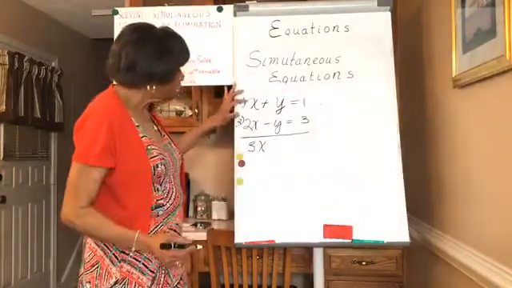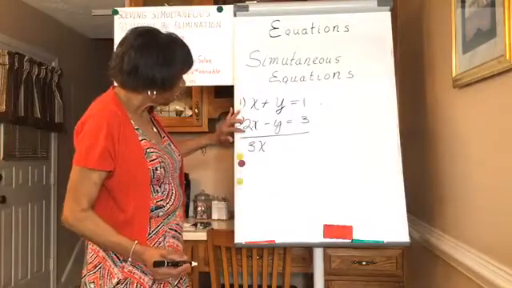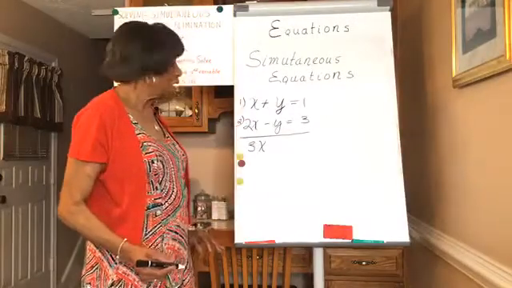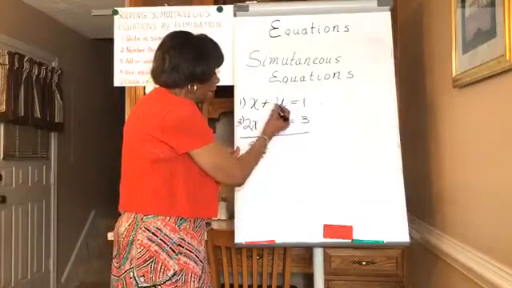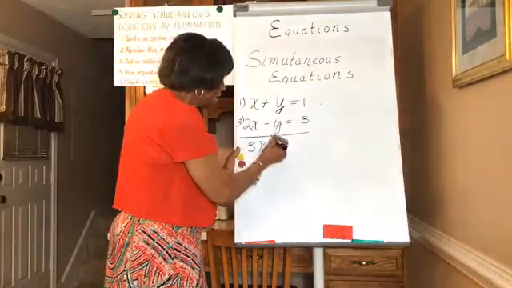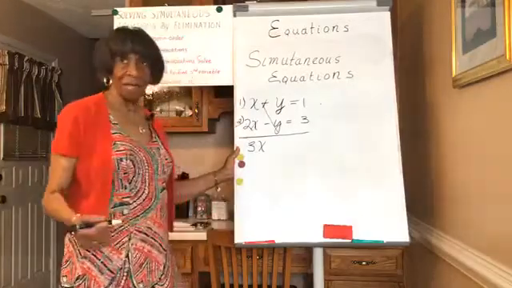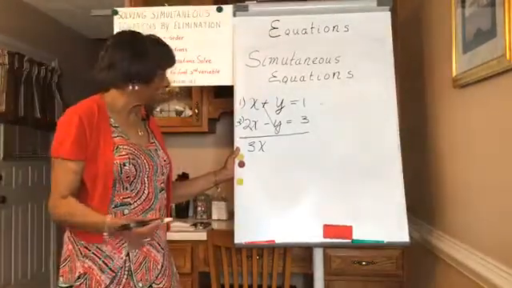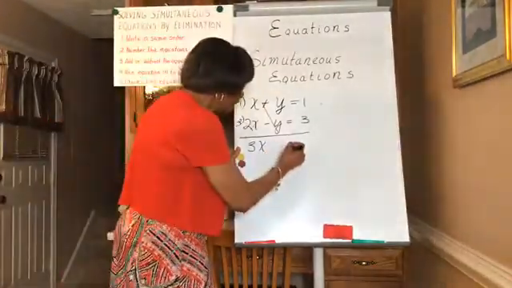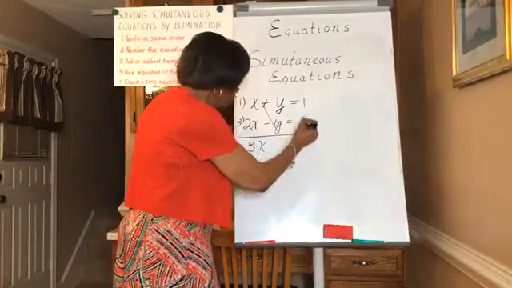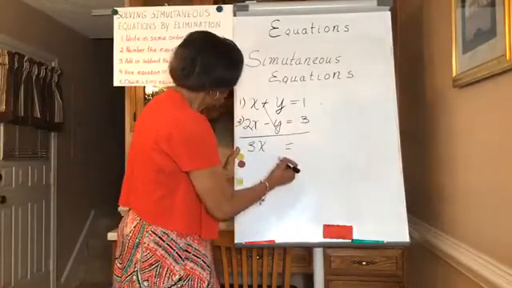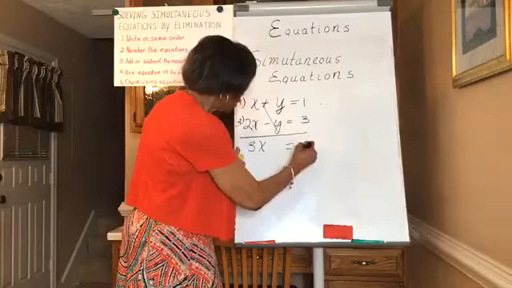Because x means 1x plus 2x is 3x. All right, y plus negative y is 0. So the y's have been eliminated. And then I have to add 1 plus 3 is 4.